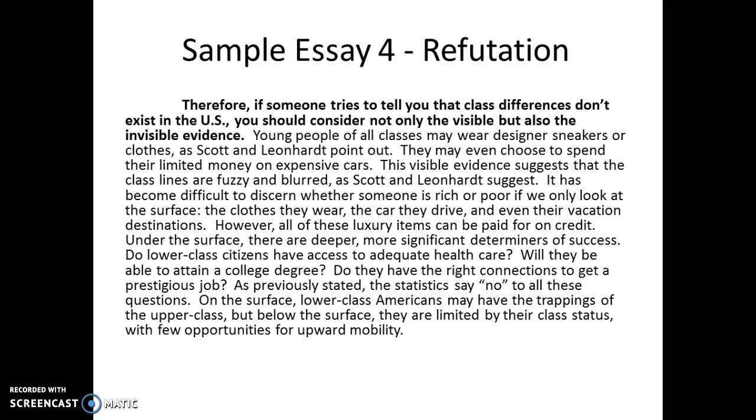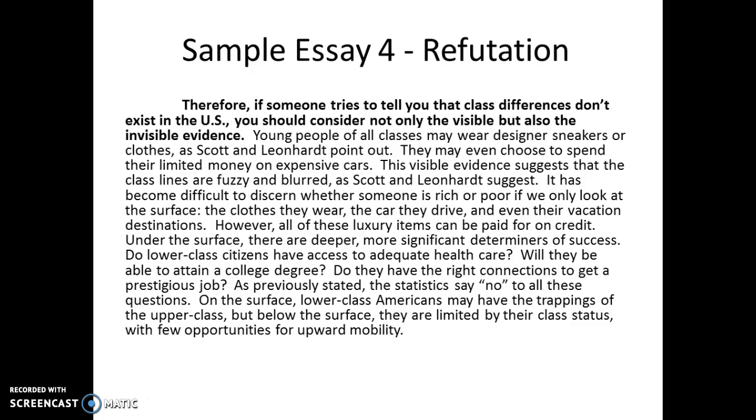So this is the opposing side's argument. Class lines do not exist in the U.S. And then the word however begins the writer's refutation, or knocking down this argument. However, all of these luxury items can be paid for on credit. Under the surface, there are deeper, more significant determiners of success.